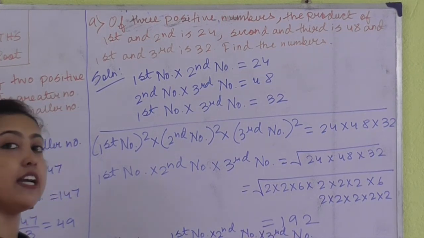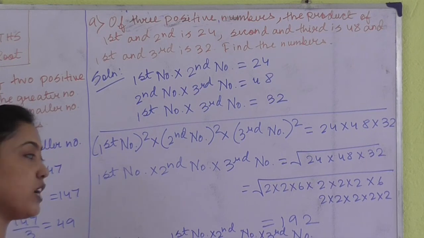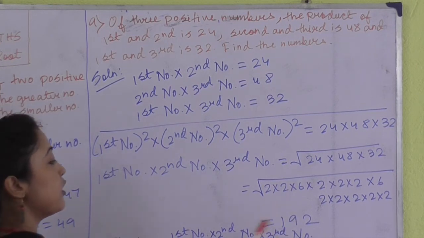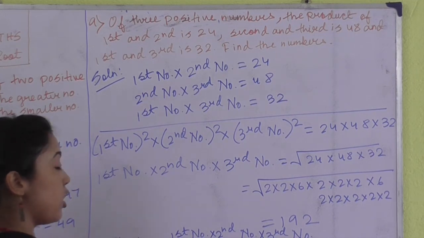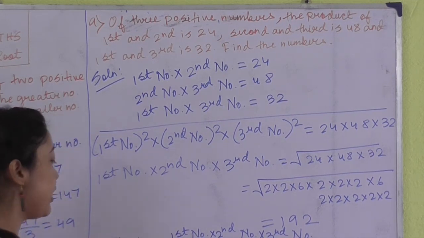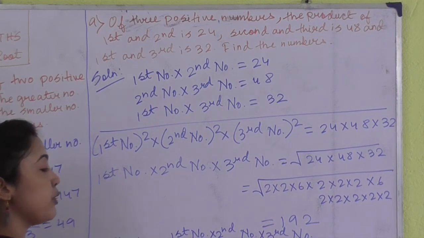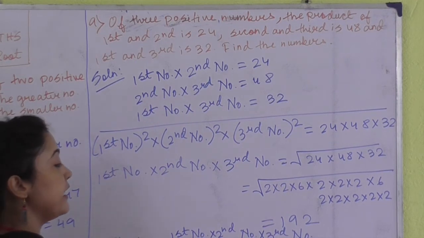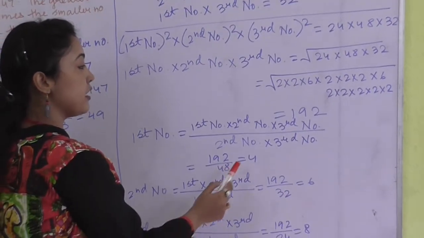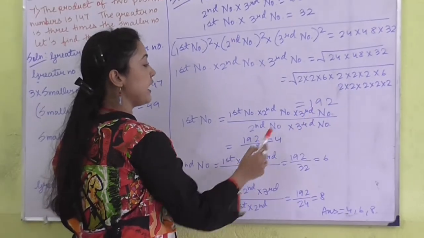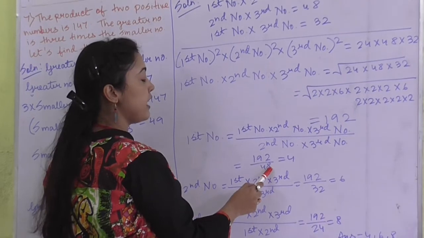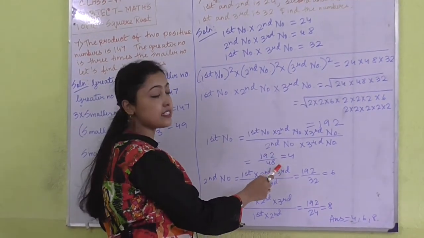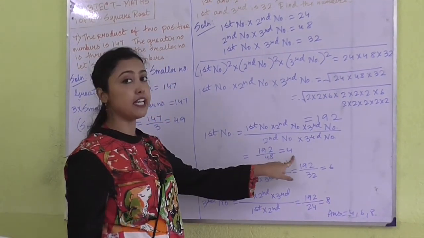Now we have to find the individual numbers. For that, what you have to do? You have to divide the product of all three numbers by the product of the second and third numbers in order to get the first number. So we simply divide the product of all three numbers, 192, by the product of the second and third, which is 48. 192 divided by 48 is 4. So our first number is 4.